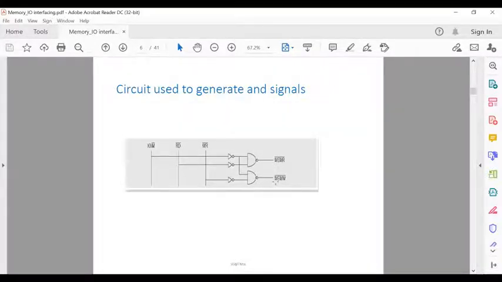Basically, those are needed to read any data from the memory or write any data into the memory. Is it clear? Tell me. Clear up to this much? Any doubt? Is it clear? Yes, sir.